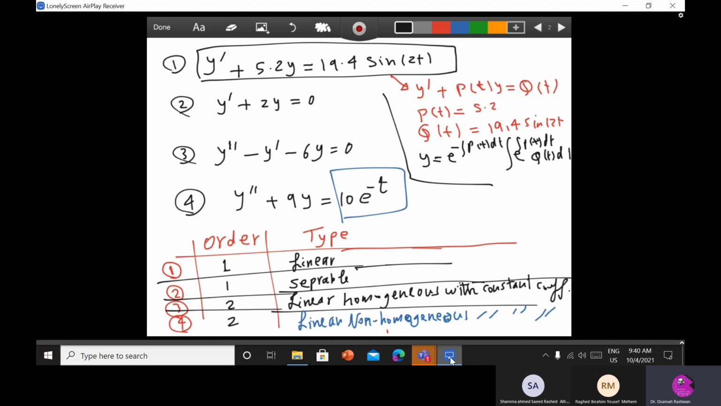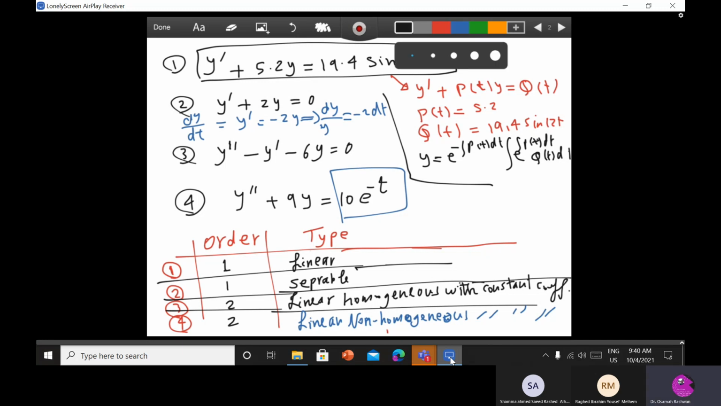Okay, the second one is separable, right? Because I can write it like y' equal to minus 2y. y' is dy by dx or dt. You don't have t indicated; your independent variable here is t or x, so you can make it t if you like. So I can separate this one. I have dy over y, and I have minus 2 dt, and I can integrate to find y.